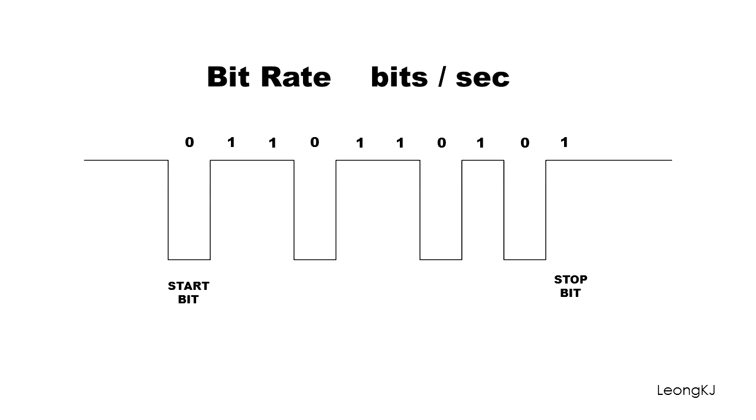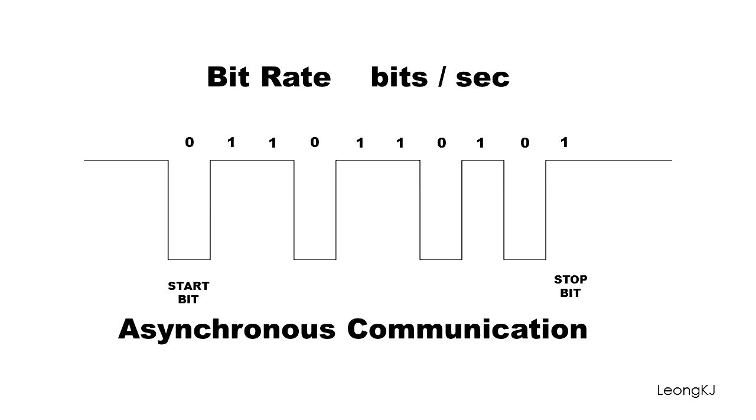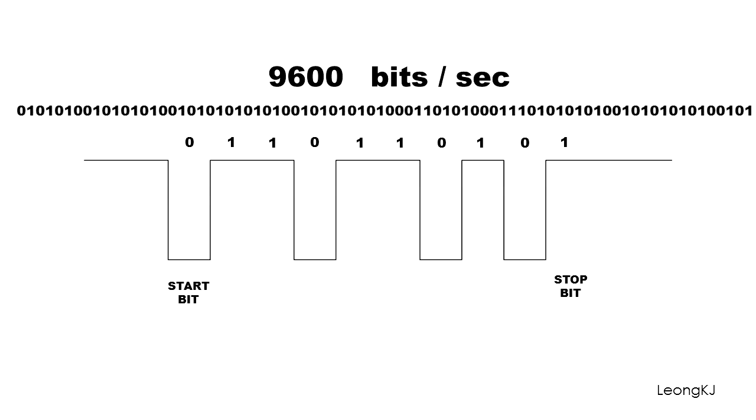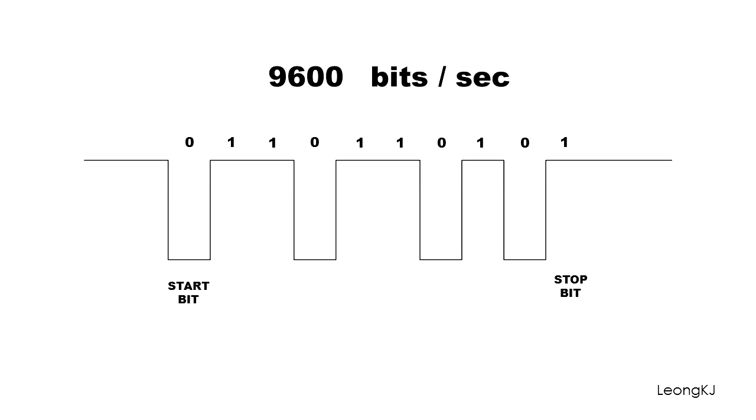Its unit is bits per second. This kind of communication is also known as asynchronous communication. Asynchronous communication is the transmission of data without the need of an external clock. A typical bit rate is 9600. What does it mean? It means 9600 bits are transmitted in 1 second.